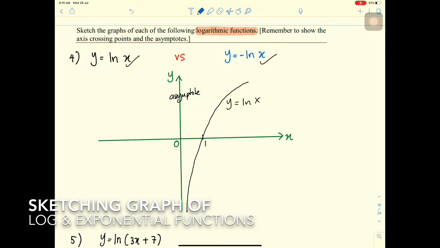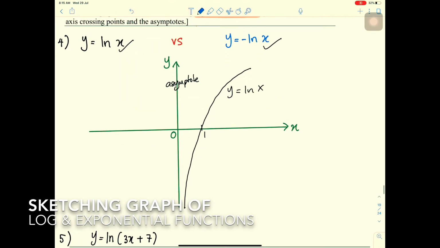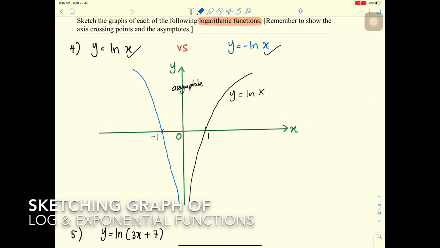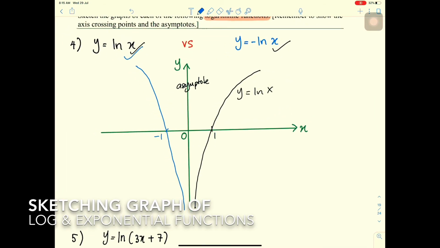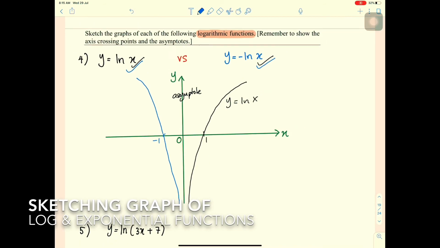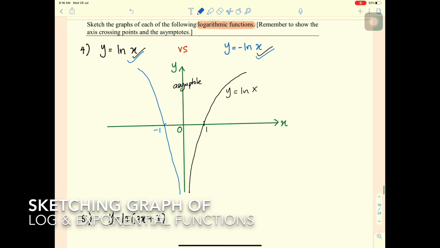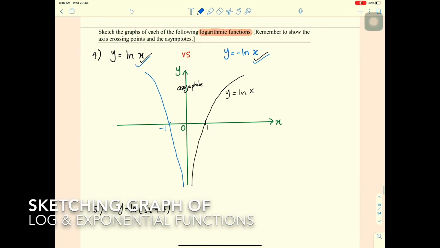How about when y equals negative ln x? From infinity, it passes through negative 1, and the asymptote. So this is negative 1. And this is the basic graph for positive ln x and negative ln x. You must memorize the shape, the pattern of the graph of the logarithmic function.